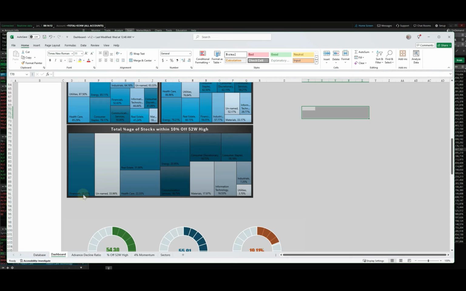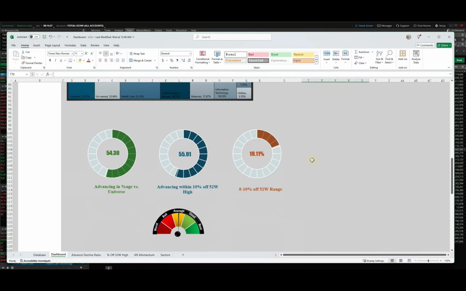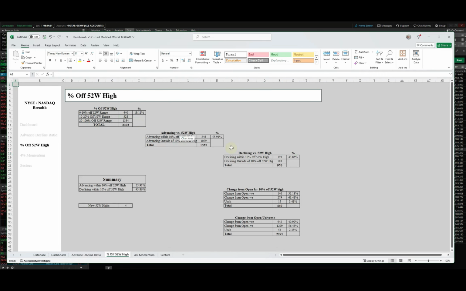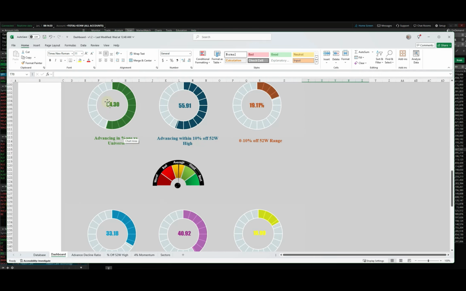If this number were 80% or something, then you could say that 80% of stocks in financials are within 10% of the 52-week high, so the financial sector is really strong. But this time nothing is strong. And then this whole data is represented here.